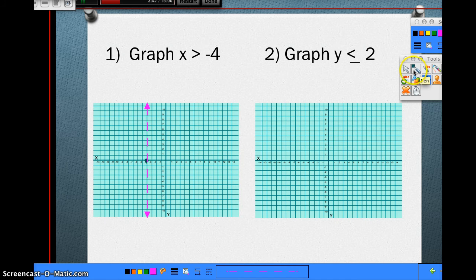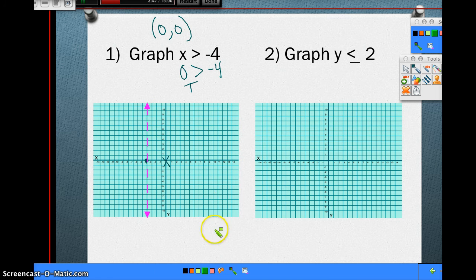Then you have to figure out what side to shade. Well, if you actually put 0, 0 in as your checkpoint, the only number you're actually substituting in is for x. Is 0 greater than negative 4? That's the point we're checking, 0, 0. 0 is greater than negative 4, so that means we're going to actually shade.